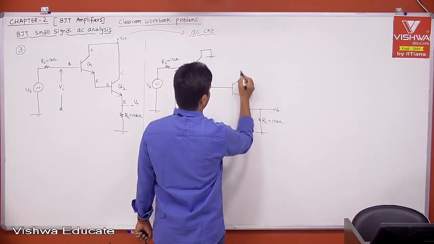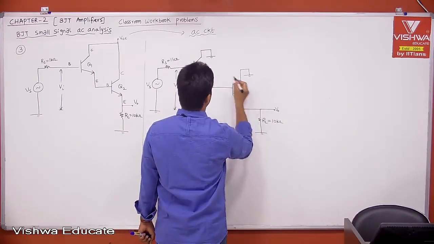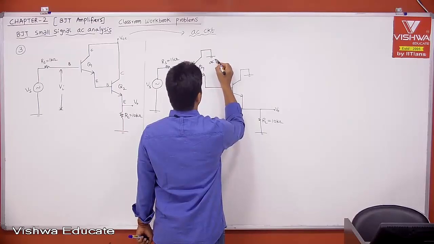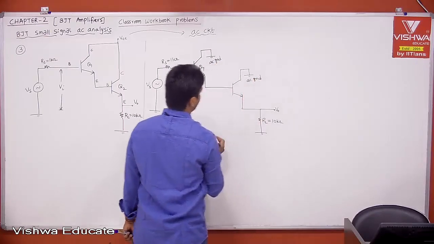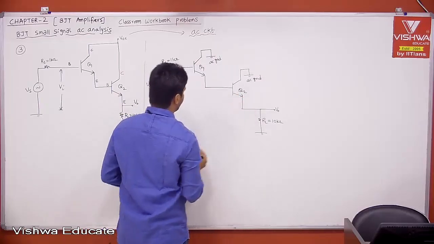Now this is also connected to ground. Both are AC ground. This is AC ground. This is also AC ground. Only for AC analysis it is connected to ground. And this is transistor 2.